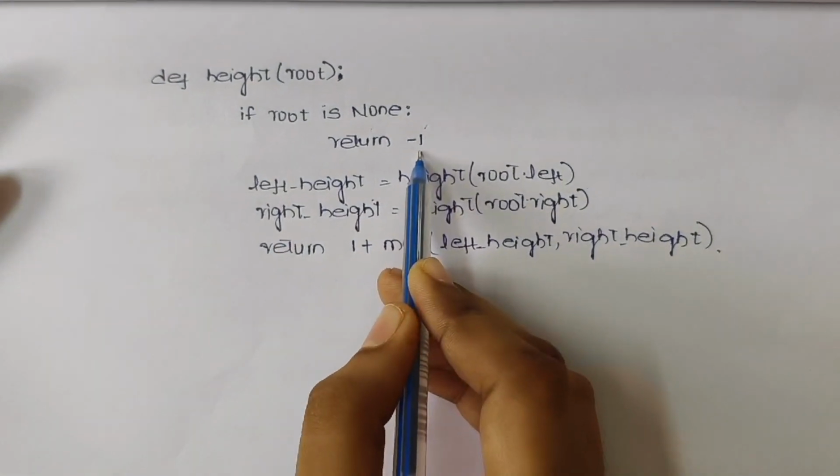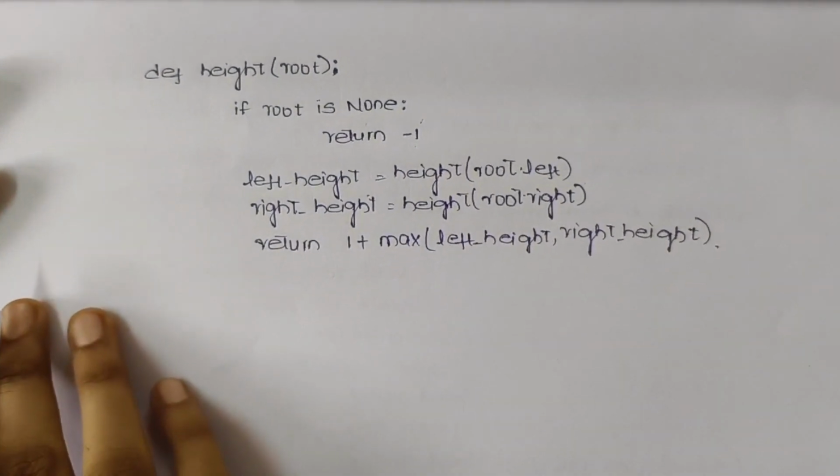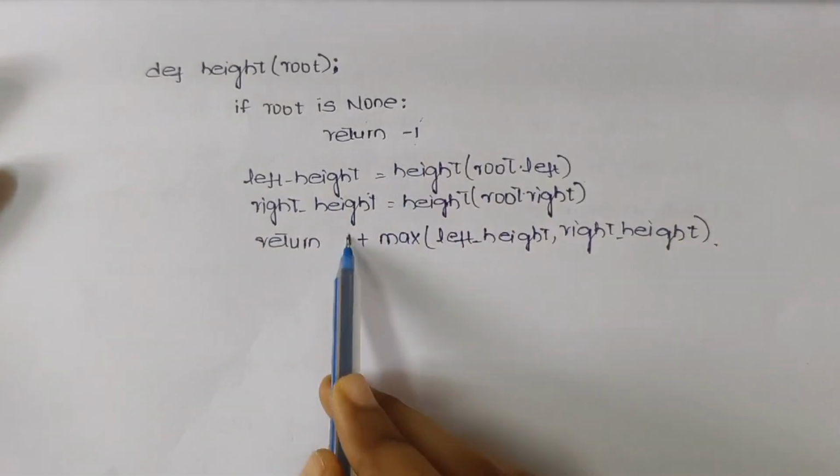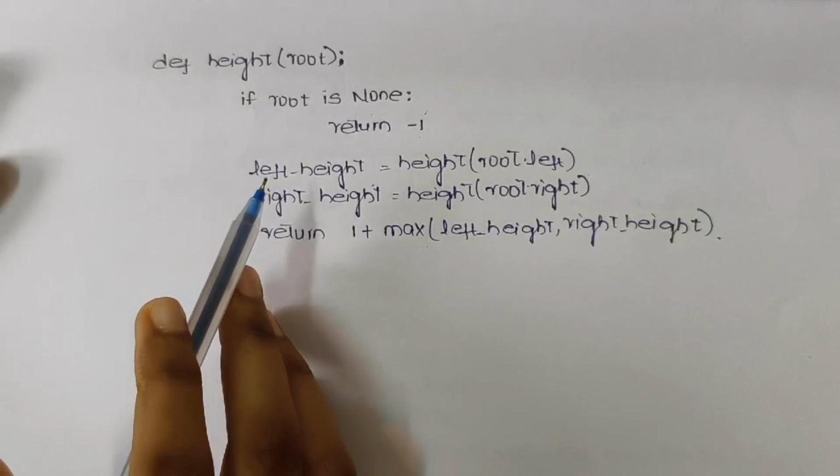If we return 0 here we are adding 1, so the height of the root will become 1. So we use here minus 1. Then 1 minus 1, 0. So the height of the root will become 0.